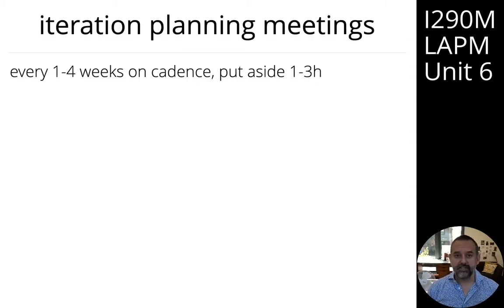They happen at the start of every iteration, and thus they will be on a cadence. If your iterations are weekly, you'll have planning meetings weekly. If your iterations are 4 weeks long, you'll have planning meetings once a month. And you need to put aside enough time to get through that. If you're having them weekly, 1 hour is probably enough. If you're doing them monthly, you probably need 3 hours or half a day in order to get through that work.